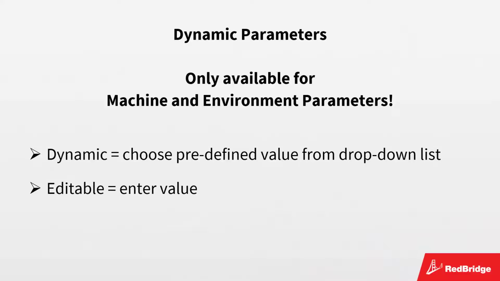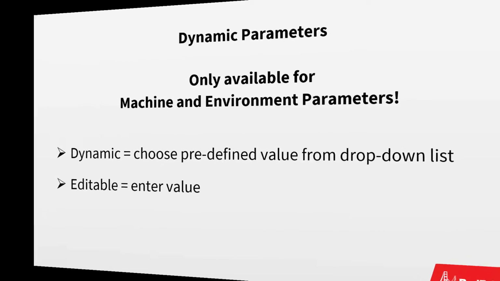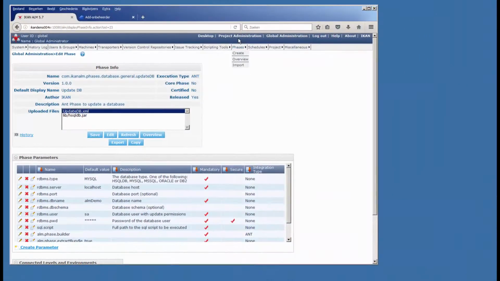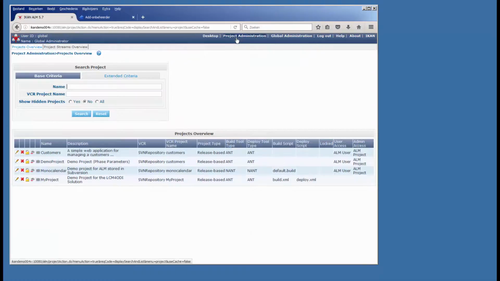There is one more interesting feature we would like to demonstrate in this video: the usage of editable and dynamic parameters. This feature is only available for machine and environment parameters and not for environment phase parameters. Making a parameter dynamic allows the user to choose its value at the moment the level request is created. When a parameter value is editable, the value can be entered by the user when creating the level request. In the example of the testDeploy.rdbms.type parameter, a list of databases could be provided so that the user can choose the appropriate database at the moment he or she creates the level request.